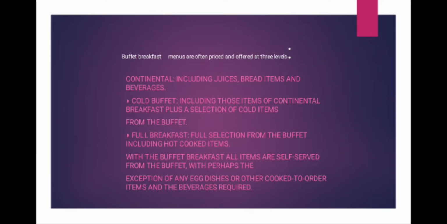There are three levels of menus often priced in a buffet breakfast. The continental breakfast includes juices, bread items, and beverages. The cold buffet includes those items of the continental breakfast plus a selection of cold items. The full breakfast is a full selection from the buffet, including hot cooked items. With the buffet breakfast, all items are self-serve from the buffet, with perhaps the exception of any egg dishes or other cooked-to-order items and the beverages required.